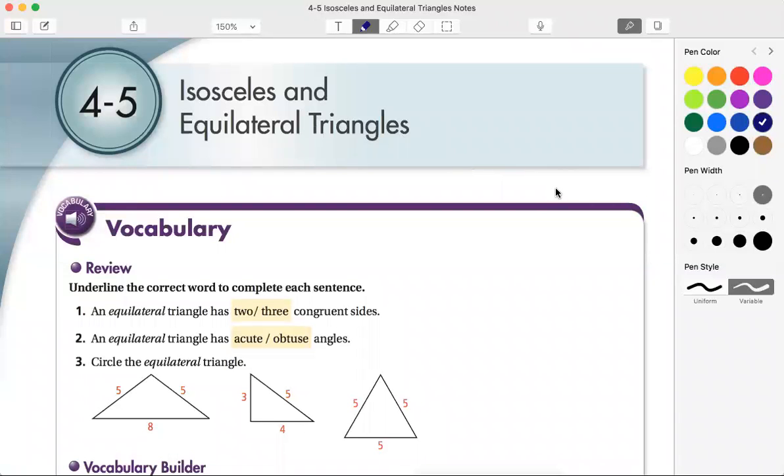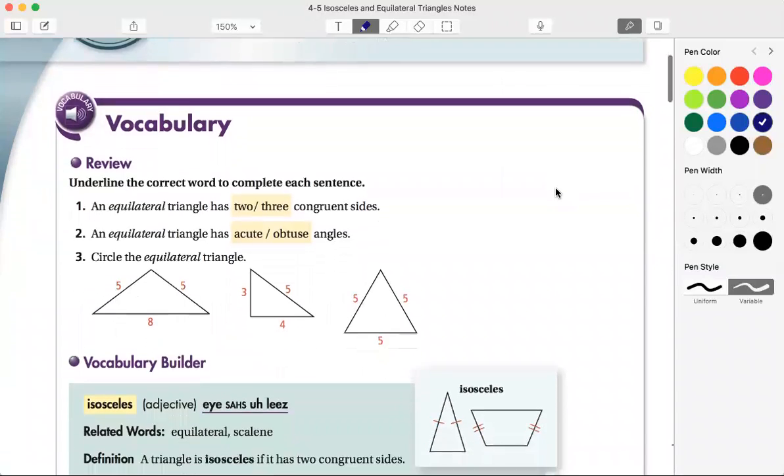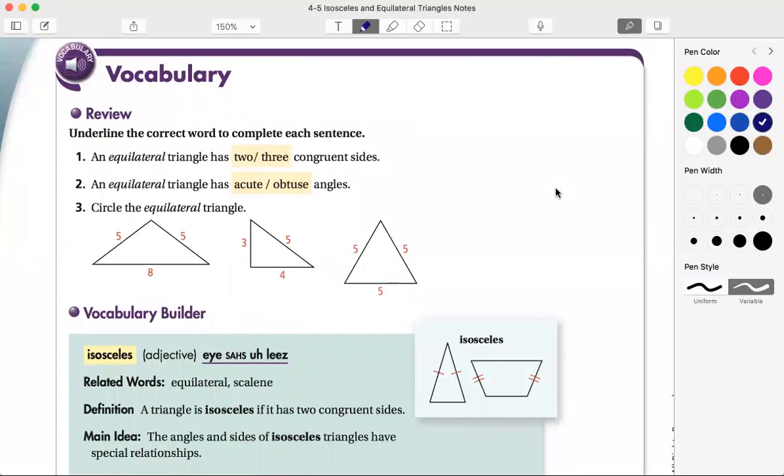All right, this is section 4-5, isosceles and equilateral triangles. We're going to start off with a review of vocabulary. We're going to underline the correct word to complete each sentence. An equilateral triangle has 3 congruent sides. An equilateral triangle has acute angles.